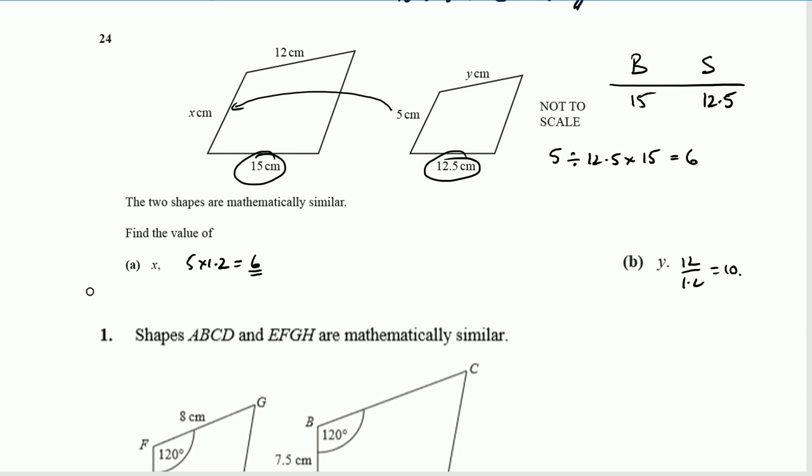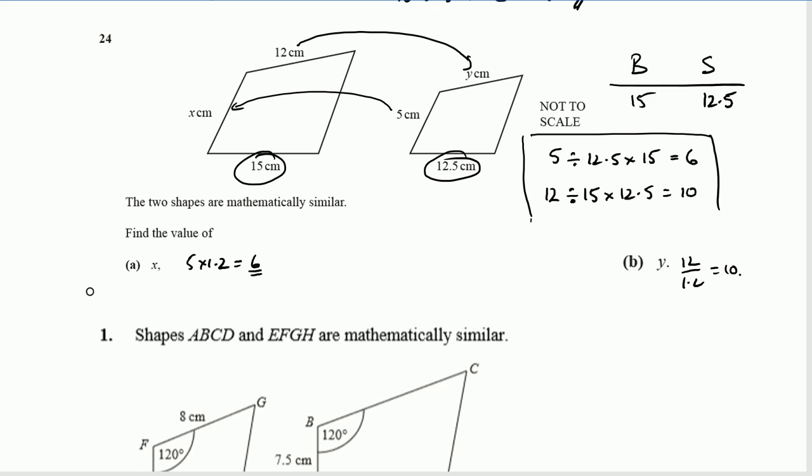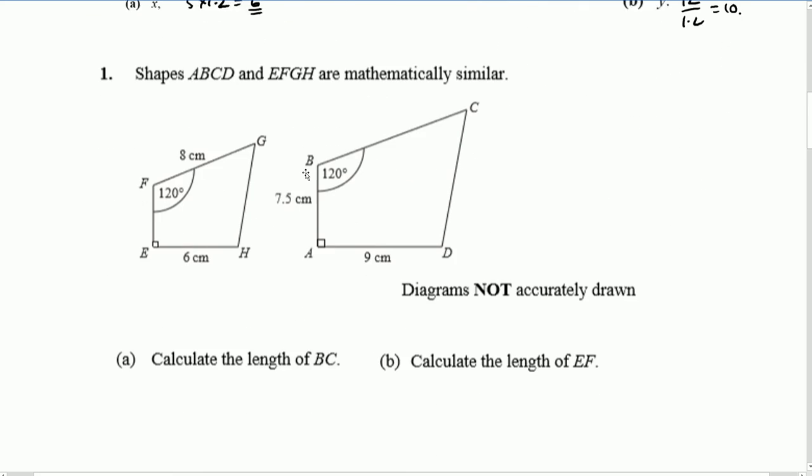To find out y, I need to figure out where I'm going from and to. So I'm going from the big triangle to the small triangle. What this means, of course, is I need to divide by the big triangle number to get away from it, and times by the small triangle number to go towards it, and that would give me 10. So there's another example of the exchange rates approach, and now I really am not going to talk about it anymore. Next question.